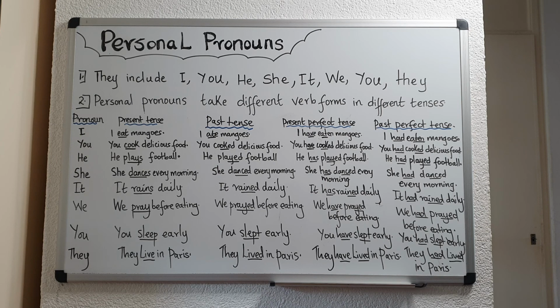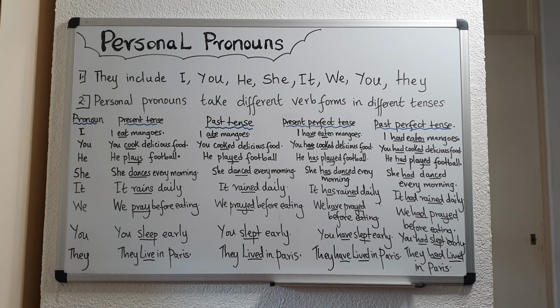And this brings me to the end of this lesson. I hope you now know all the personal pronouns. They include I, you, he, she, it, we, you, and they. Okay? And I hope you now know which personal pronoun goes with which verb and how you change the verb depending on the different tenses.